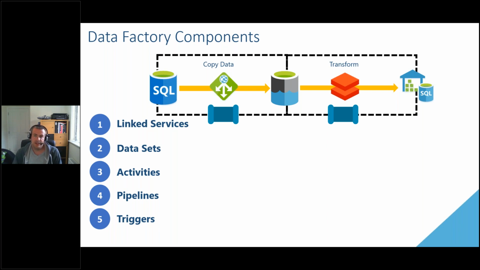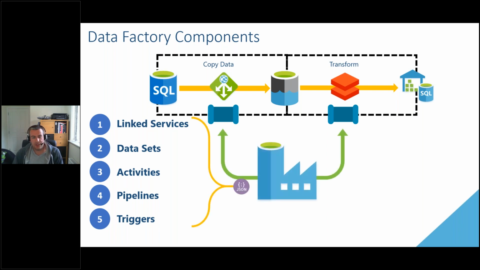We can have triggers that will detect events from our blob storage. So when a file is created, that trigger will kick off the pipeline. We can do a few things there. And as I say, those triggers, number 5, will attach to our pipelines, number 4. Our pipelines contain our activities, number 3. And then our activities and our data sets, 2 and 3, will authenticate with our linked services, number 1. So that's very much a whistle-stop tour of Data Factory, what it is and the components that we use within it.